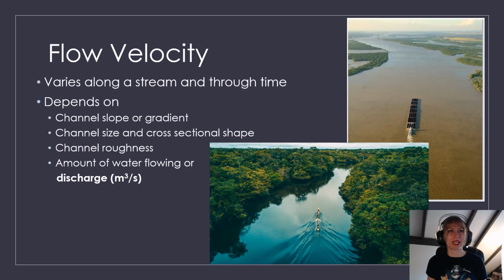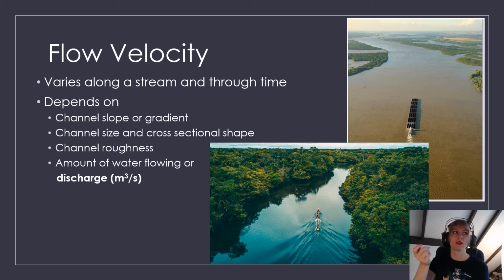So flow velocity is quite important for how a stream moves. The velocity of a stream, or how fast it's moving, will vary along a stream and through time. So maybe 5 years ago you went to a river and it was super turbulent, and then you go back today and it's gotten very calm. That's just something that naturally will occur. It will go up and down and up and down. This can be based on multiple things.